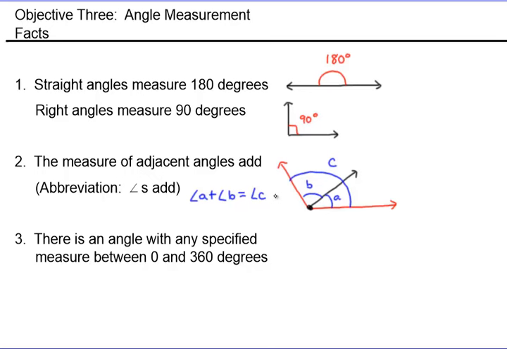And the third fact is there is an angle with any specific measure between 0 and 360 degrees. What that means is you can measure any angle and it will always be within 0 and 360 degrees. It will never be more than that, and it will never be negative numbers. So, all right, that is section 1.4 about angles. Thank you very much.